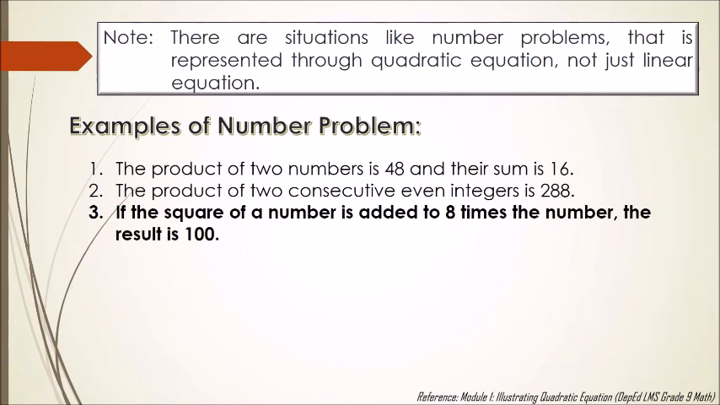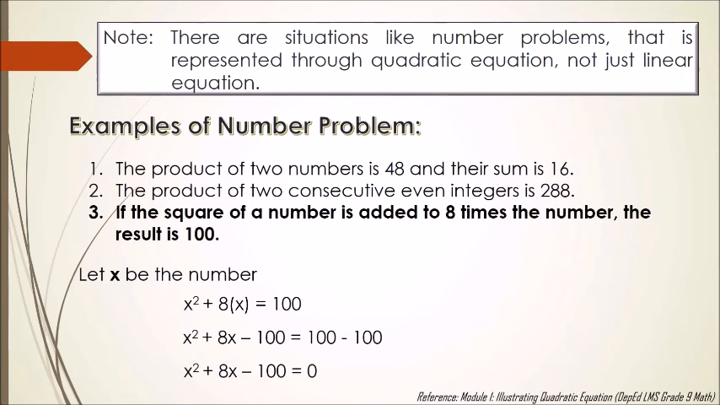And last, number problem. If the square of a number is added to 8 times the number, the result is 100. So here, meron tayong isang numero na kung saan ang gagawin natin dyan ay i-add daw natin 8 times sa parehong numero. So let x be the number. Dito, meron tayong x squared. Galing yan sa statement na square of a number. Added, sabi dito, so plus 8 times the number. So that is 8x. Then, the result is, so pag sinabing is, equals 100. And applying the distributive property and addition property of equality, magkakaroon tayo ng kanyang final standard form x squared plus 8x minus 100 equals 0.